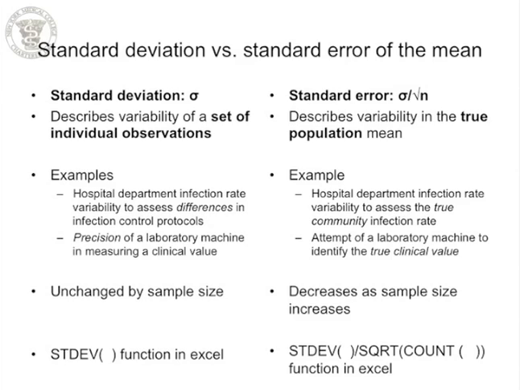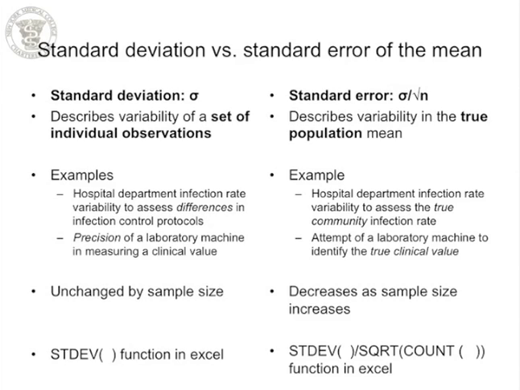Another concept is precision of a laboratory machine in measuring a clinical value. So from sample to sample, standard deviation could be extremely useful in showing you how effective your machine is in measuring a particular value. Whereas if you're using standard error, you are attempting to use that laboratory piece of equipment to study the true clinical value, like the true cholesterol value or the true serum lactate dehydrogenase value. That's really what you're trying to get back at.